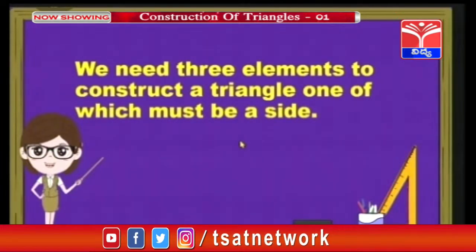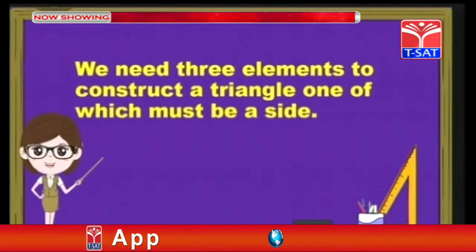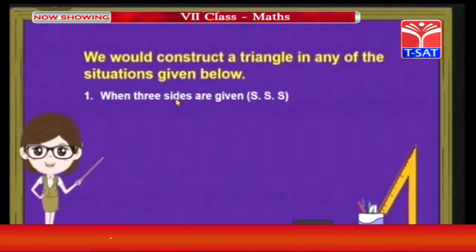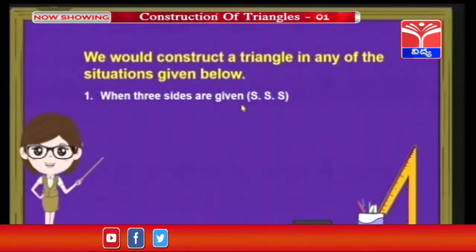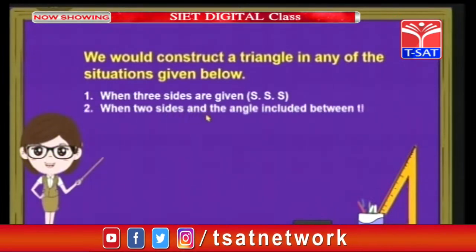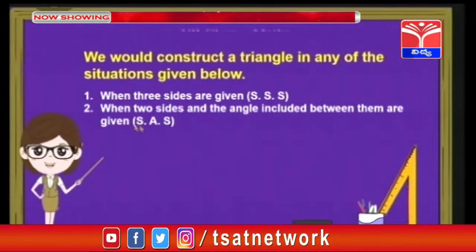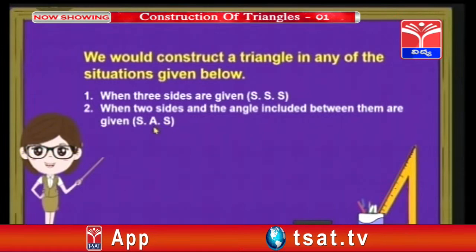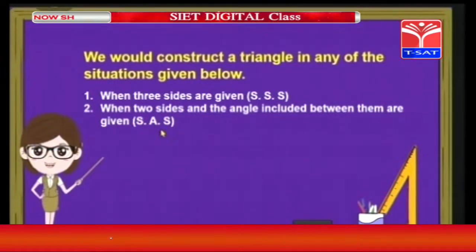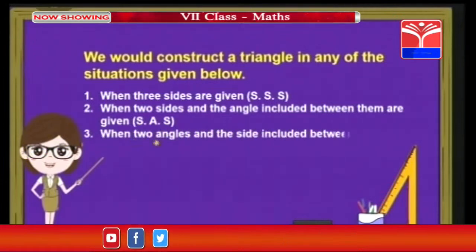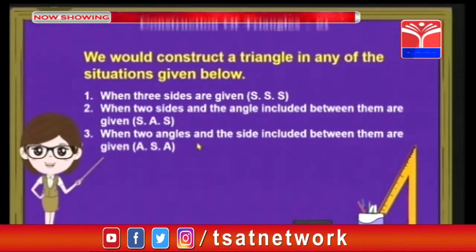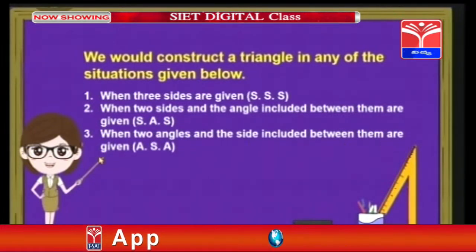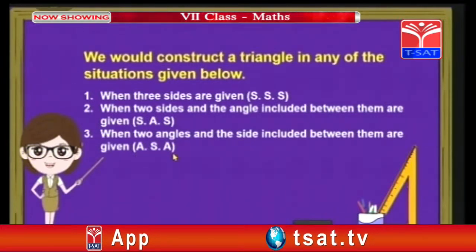So, let us see the situations in which we construct a triangle. When 3 sides are given, we can construct a triangle. When 2 sides and the angle included between them are given, we can construct a triangle. See, 2 sides and 1 angle. The angle should lie between the 2 sides. Next, when 2 angles and the side included between them are given, that is ASA.